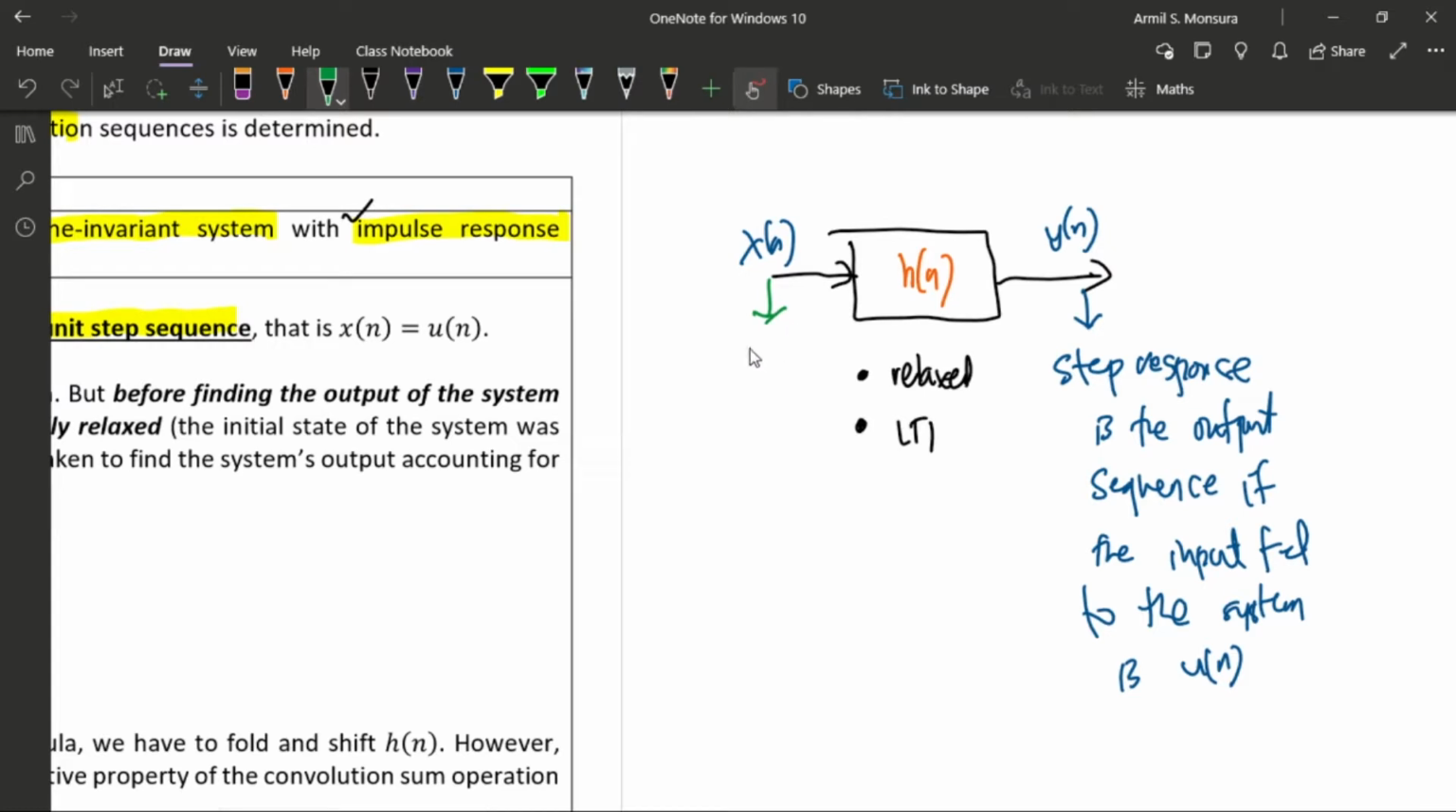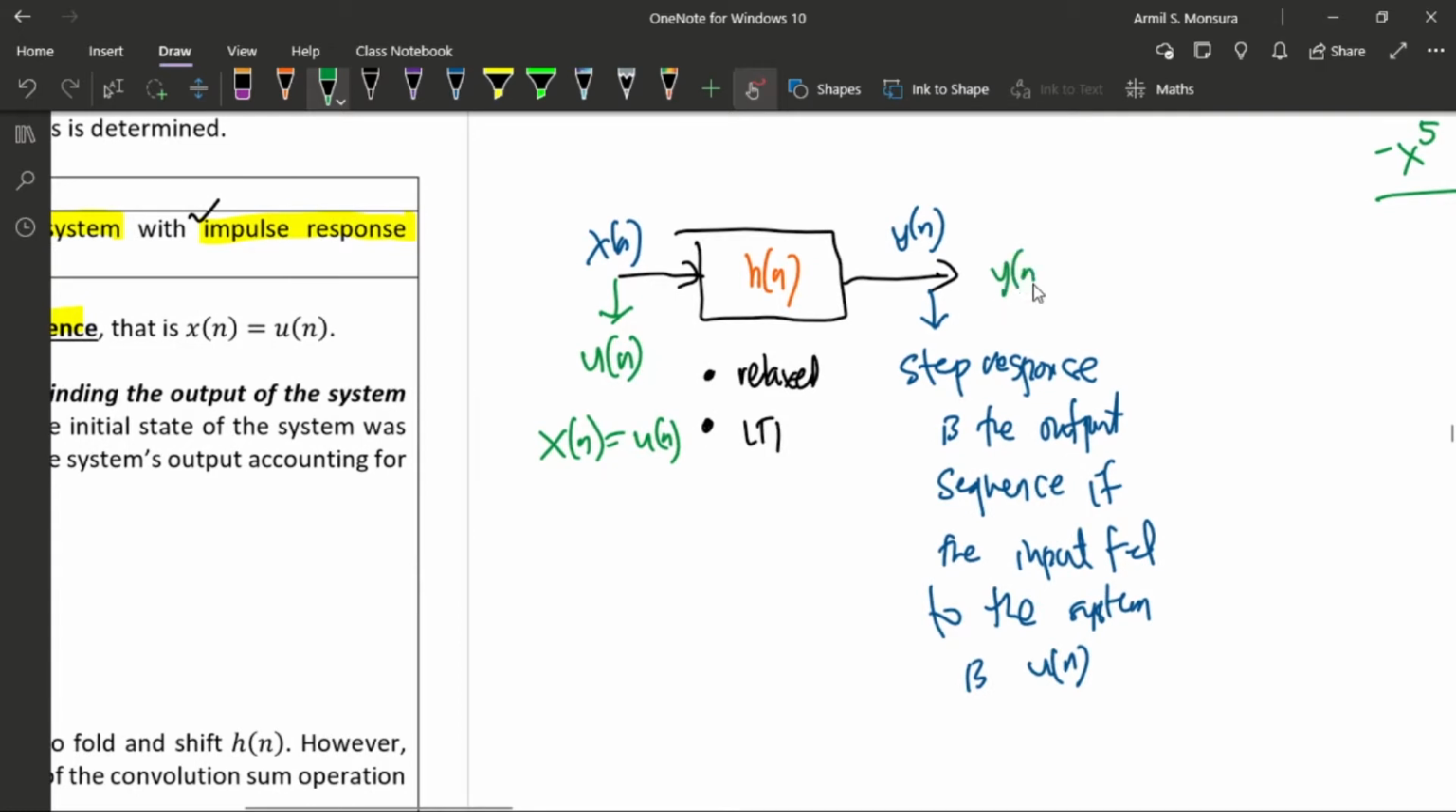Okay, so ibig sabihin ang x of n natin dito is basically the step signal. So it means that we have x of n equals u of n, and then we have to determine y of n, given na ito yung input. Tapos yung system natin is represented by h of n. Now again, tatandaan natin lagi that the output sequence of an LTI and relaxed system, dapat relaxed at saka LTI. Kailangan parehong satisfied ng system. For one thing, if the system is not relaxed and it's not LTI, hindi siya ma-represent ng h of n. So therefore, kailangan relaxed siya at LTI siya para ma-represent siya ng h of n.